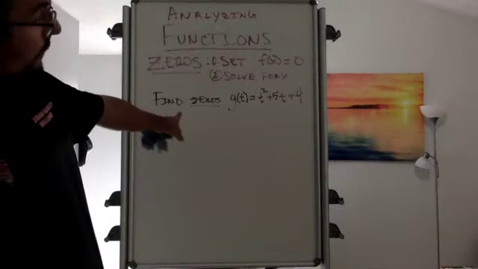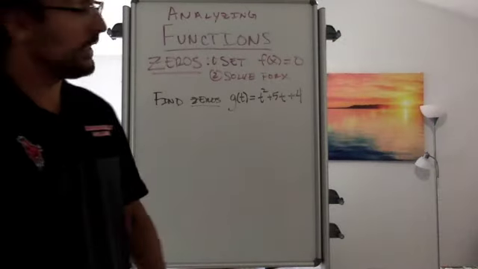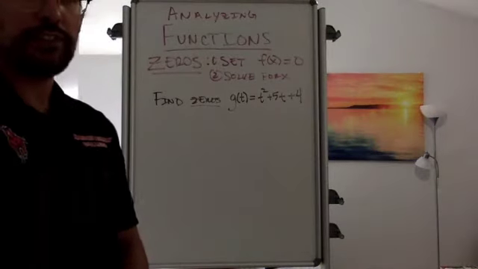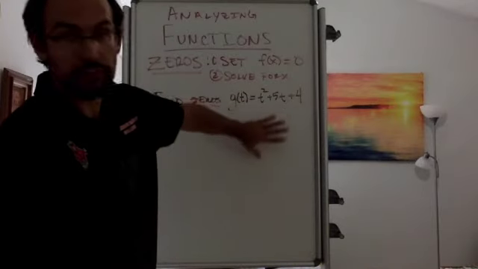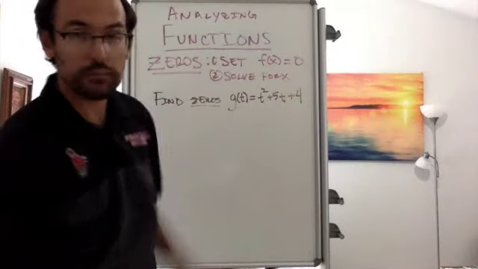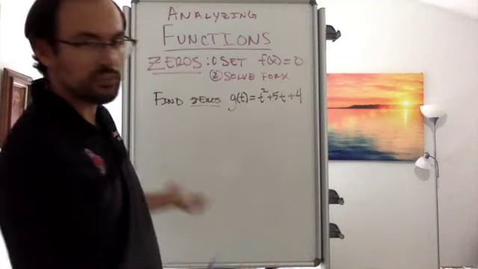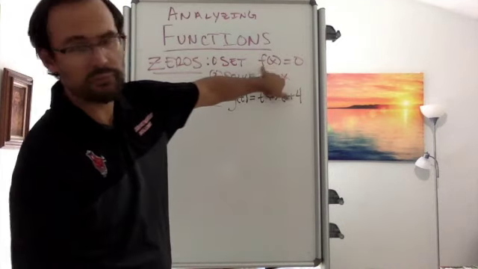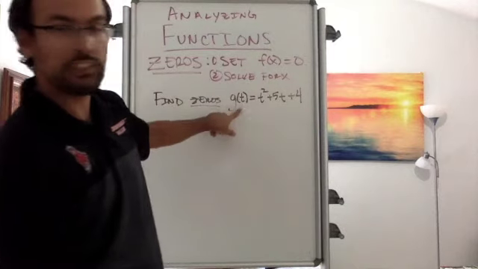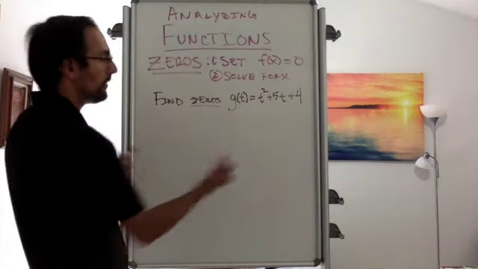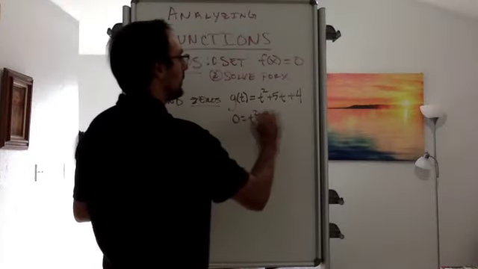All right, now I want to find the zeros of g of t equals t squared plus 5t plus 4. So this is the same thing as the previous example, except now I'm using g of t. I'm using different variables, right? But I'm going to do the same thing. So instead of setting f of x equal to 0, I'm going to set g of t equal to 0. So I'm going to say 0 equals t squared plus 5t plus 4.